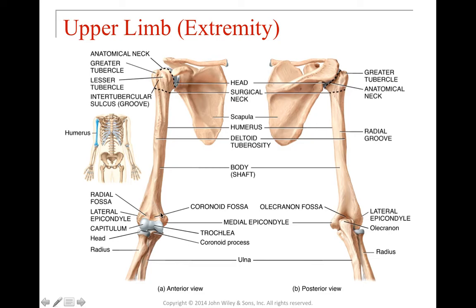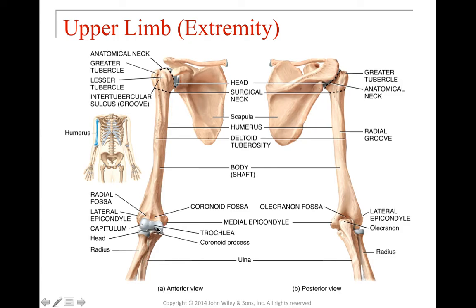And then as we get down to the bottom, we have these fossa, right? And then they're going to end in these. So we have the radial fossa and the coronoid fossa. And we also have what's called an epicondyle, which is a region that sticks off of the condyle. Here's the lateral epicondyle and the medial epicondyle.